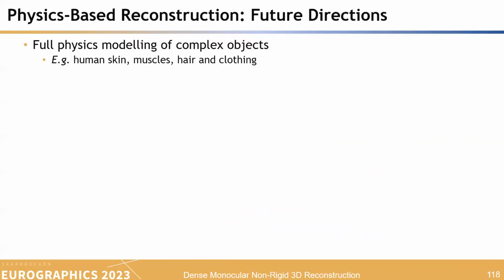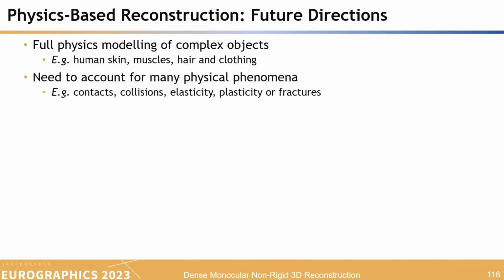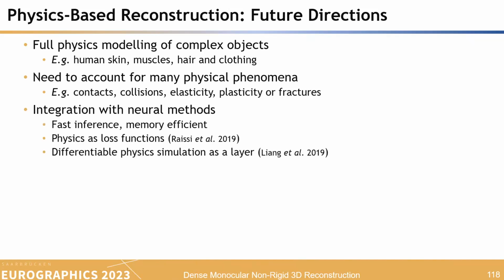Generally, the future directions include a full physics modeling of complex objects, not just simple objects. For example, even though a human is non-rigid, the different body parts, such as the skin, muscle, hair, and clothing, all behave very differently, and they should be modeled together. There is also a need for accounting for many physical phenomena, and not just elasticity, which was considered previously, for example the contacts, collisions, plasticity, and fractures, etc.